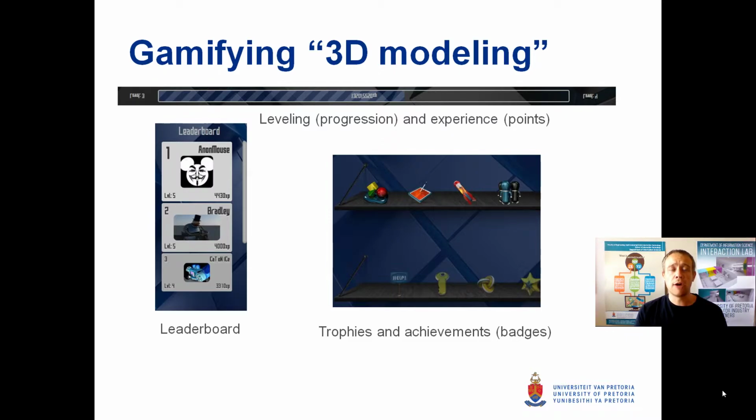This is an example of the points, badges and leaderboard section. At the top you will see there's a level progression badge or graph that shows the student how far they've progressed. On the left you'll see the leaderboard where they can compare their progression through the system with other students in the system. And then on the right bottom you see the trophies or the achievements, which is the badges part. These badges are unlocked as the students complete certain missions and certain activities within the system. And then some of these badges can be exchanged for rewards.